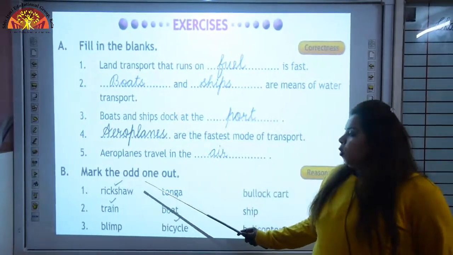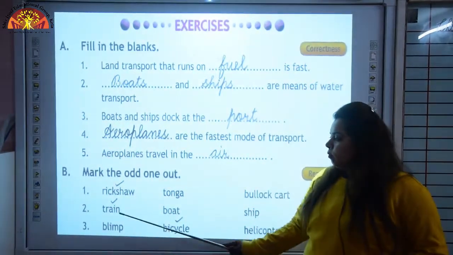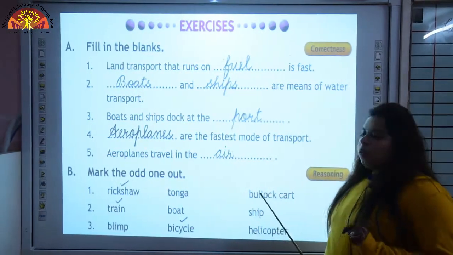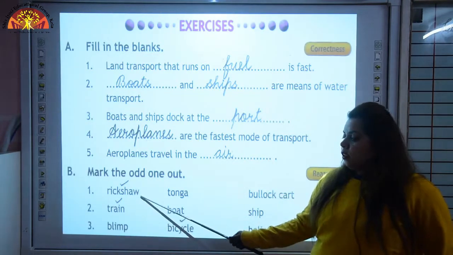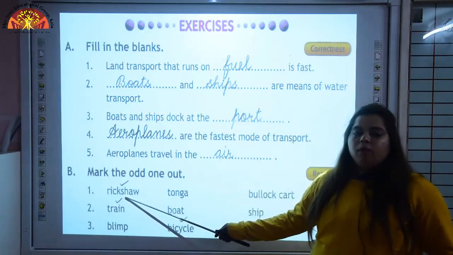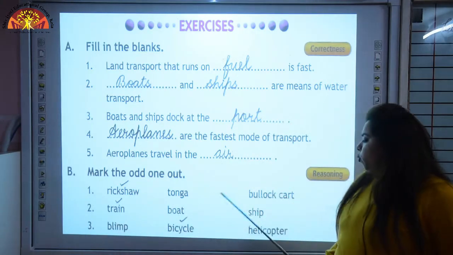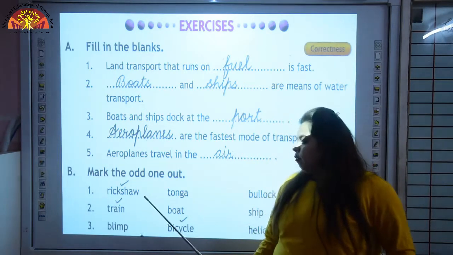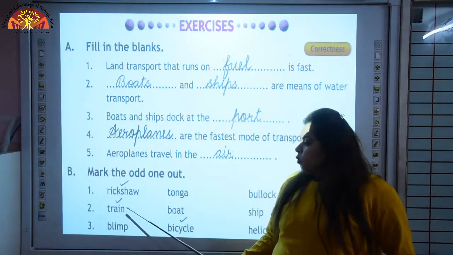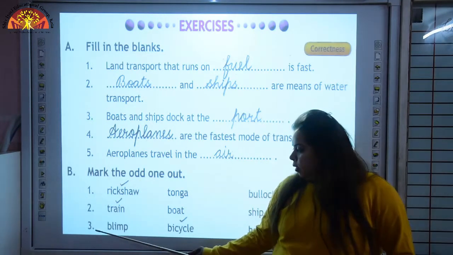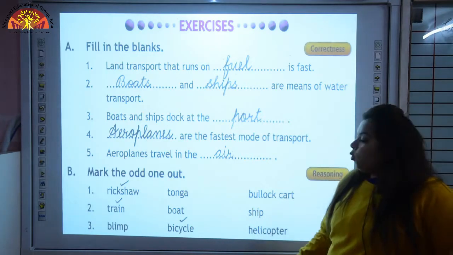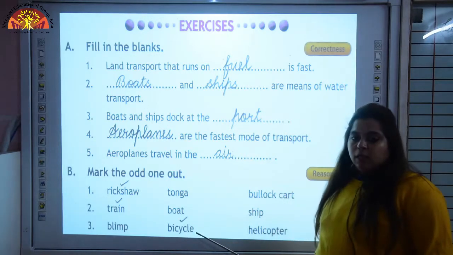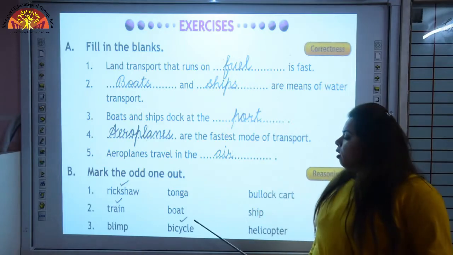Question B, mark the odd one out. Here we have to mark the odd one out. Number 1, rickshaw, tonga, bullock cart. Now tonga and bullock cart are driven by animals. So rickshaw runs on fuel, the odd one out is number 1, rickshaw. 2, train, boat and ship. Now boat and ship are means of water transport, and train is a means of land transport. So we will mark train. Number 3, blimp, bicycle, helicopter. Now blimp and helicopter are means of air transport. So bicycle is a means of land transport, we will tick bicycle.